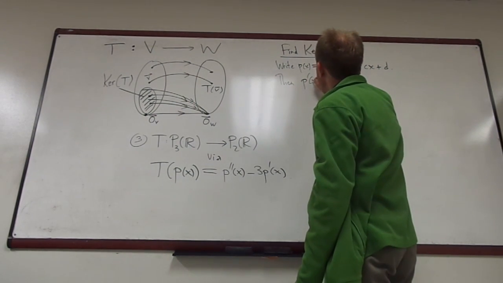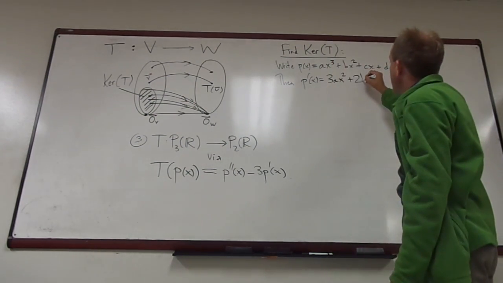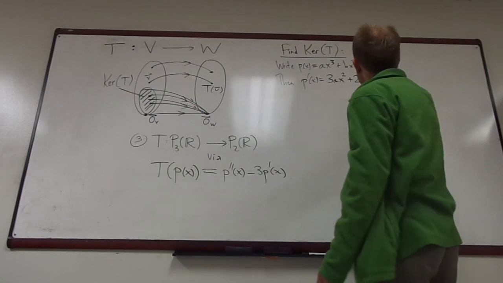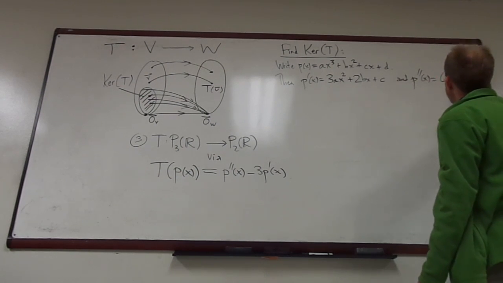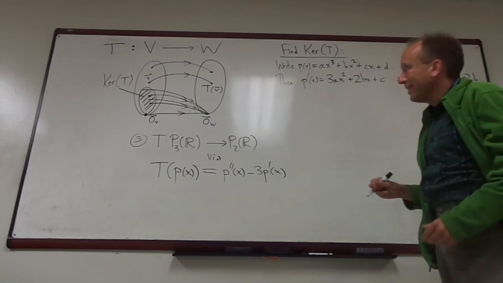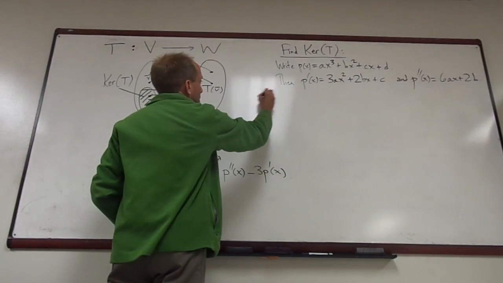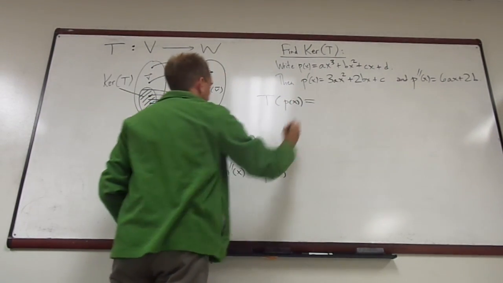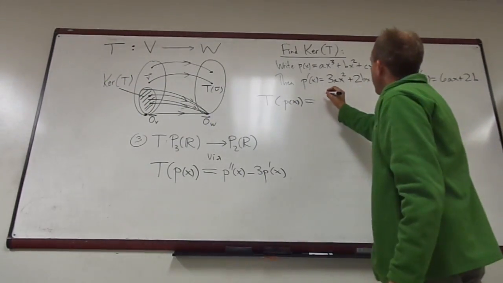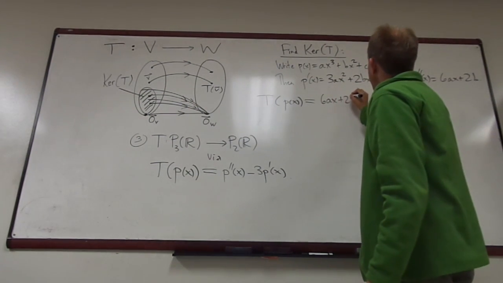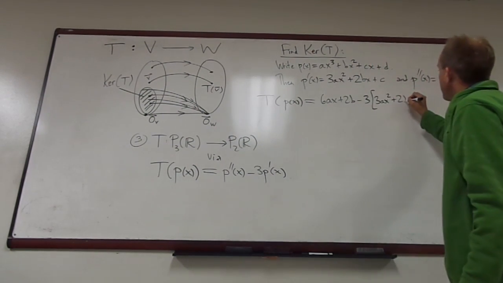So p prime of x, for example, we just take the derivative of p of x, so we get 3ax squared plus 2bx plus c. And then we also want to take p double prime of x, which would be 6ax plus 2b. Okay? So now I've calculated the derivatives that I need, and I can evaluate my transformation. So T of p of x, then, is going to be the second derivative minus 3 times the first derivative. So the second derivative is 6ax plus 2b, and then minus 3 times the quantity 3ax squared plus 2bx plus c.